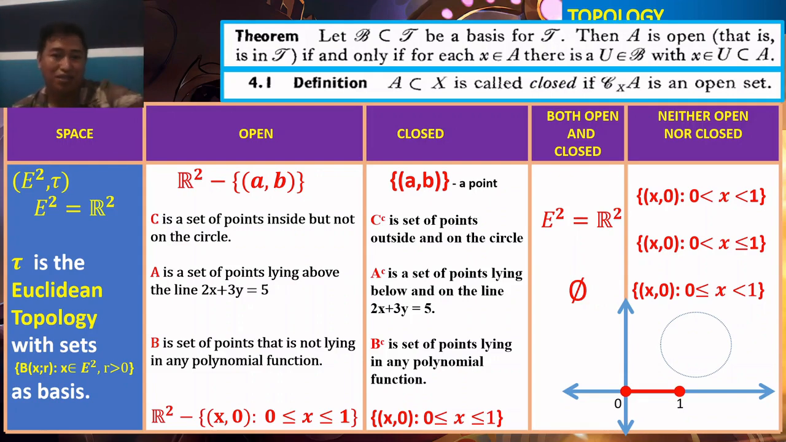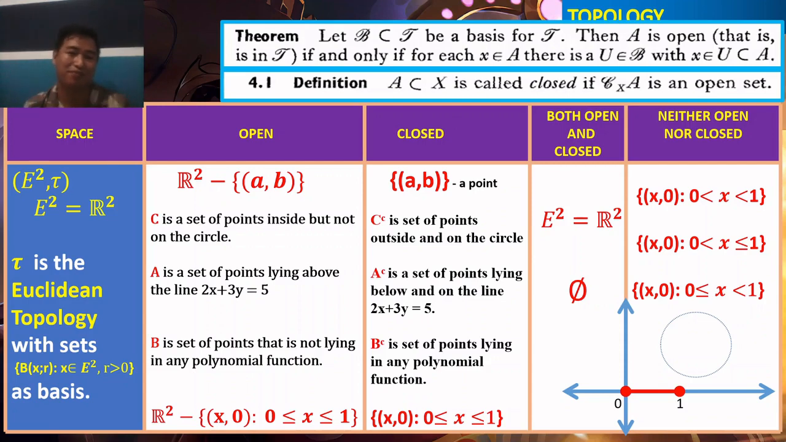Okay, now, since gamitan na nato ang definition, closed ka if the complement is open. So, ano may complement na to ato? Kung nasa inside sa circle, but not on the circle. So, C complement is the set of points outside and on the circle. So, apil ang points sa circle o ang outside sa circle. Close na siya nga example.